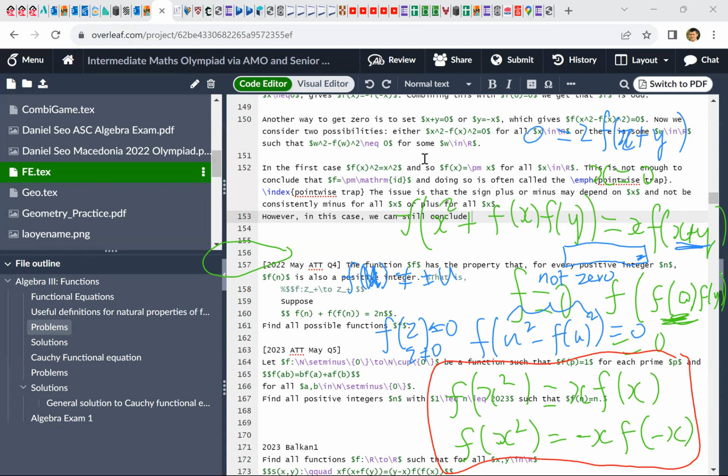I guess the most natural approach is you take something for which it's plus and something for which it's minus, and you compare them. You just suppose there's a z such that f of z equals minus z, and then an a such that f of a equals a, and it's pretty simple to conclude it from there. Okay, all right.